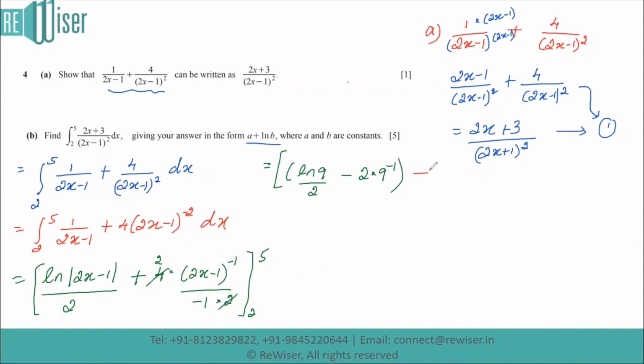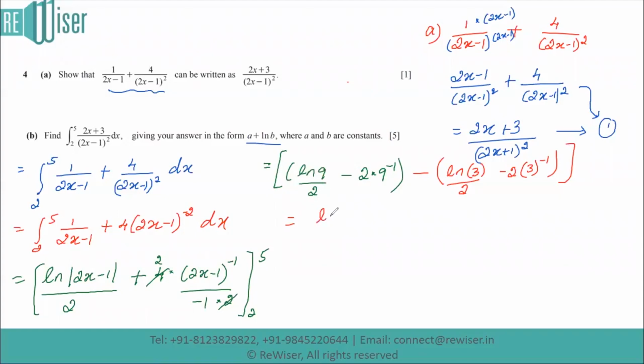Then it's always upper limit minus the lower limit. The lower limit is 2. So when I substitute 2 in place of x, that's going to be ln of 2 times 2, which is 4. So 4 minus 1 is 3, divided by 2. Then this is again minus 2 times 2, which is 4 minus 1, which is 3 to the power of negative 1. And we just need to simplify this.